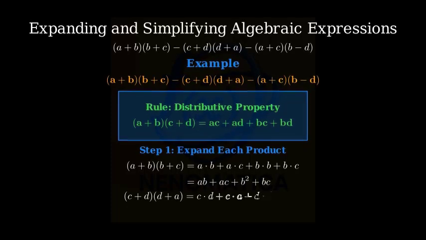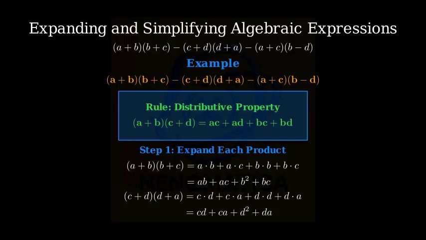For the third product, a plus c times b minus d, we need to be careful with the signs when distributing. A times b gives ab, a times negative d gives negative ad, c times b gives cb, c times negative d gives negative cd.